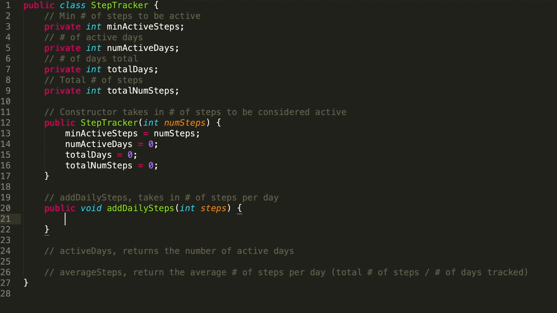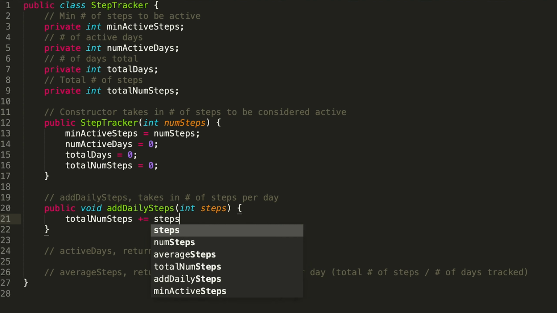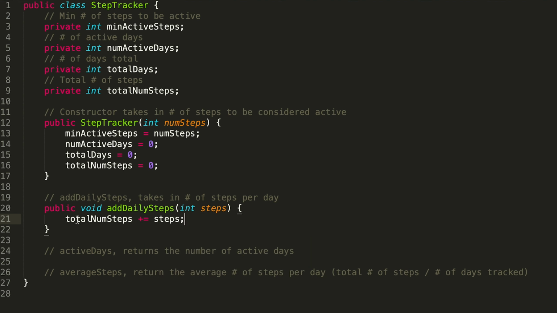And we want to do a few things inside of this method. Number 1 is we want to update our total number of steps field to include the number of steps we took in that day. So we can do something like this, where we're saying take the value of total number of steps and then add the number of steps we took in that day and set that equal to total number of steps again. You could write it like this if you wanted. I just prefer the former. It's a little bit cleaner.